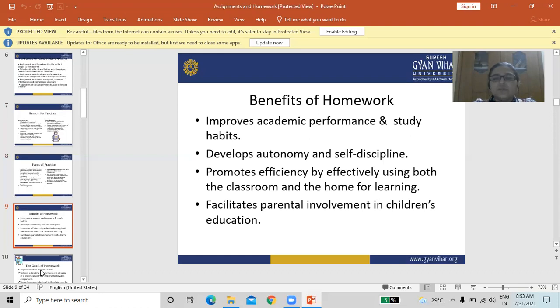It facilitates parental involvement in children's education. When the assignment is done independently at home, then parents get involved in the assignment. So parents facilitate the student to complete their assignment.